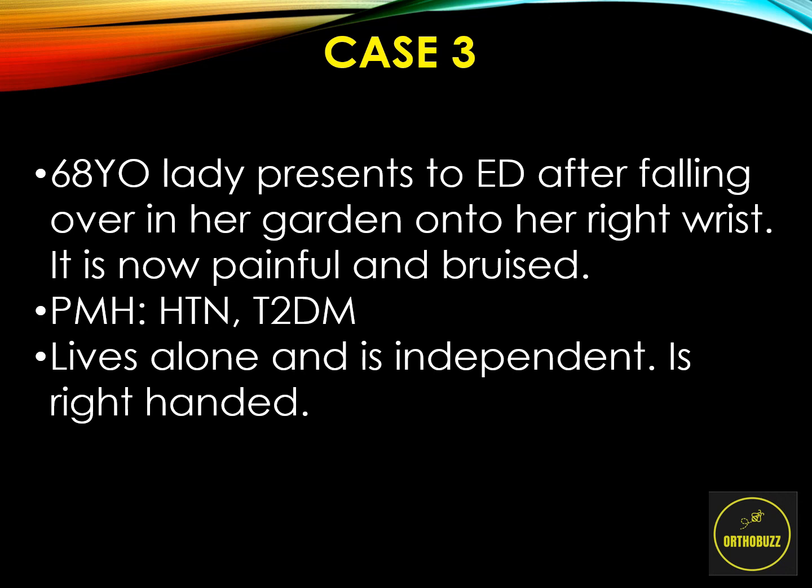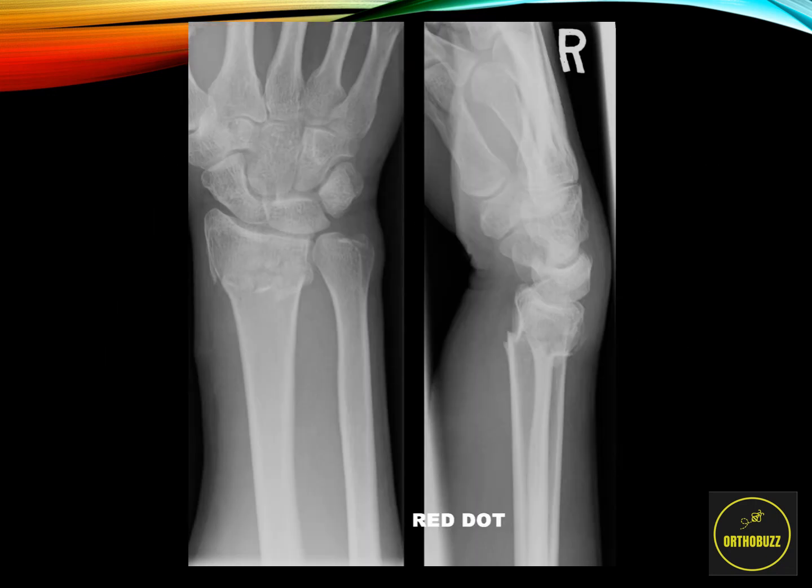So of course we want to take a more full history. She's told us the mechanism over there. We know her past medical history, and we know how functionally well she is. We now need to focus on a neurovascular assessment. Once we've done that, as we did before, we're then going to get an X-ray.